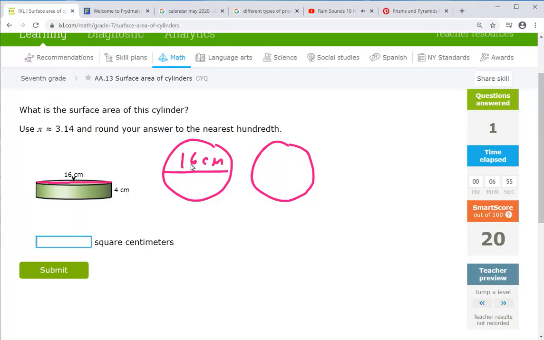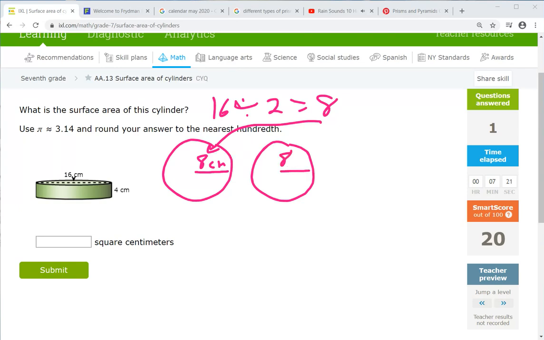So instead of writing 16 centimeters for the diameter here, I am going to erase that and just say that the radius would be 8 centimeters. Why? Because 16 divided by 2 is equal to 8, so I just put that over there. Okay? And this one would also be 8 centimeters, because they're the same. The top and the bottom of this cylinder are the same.